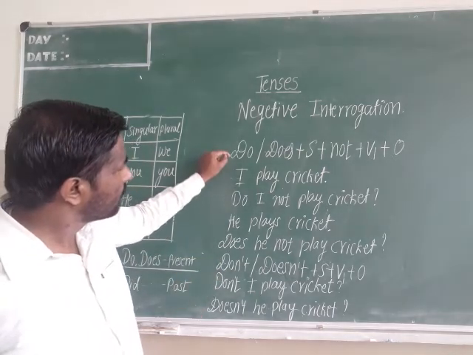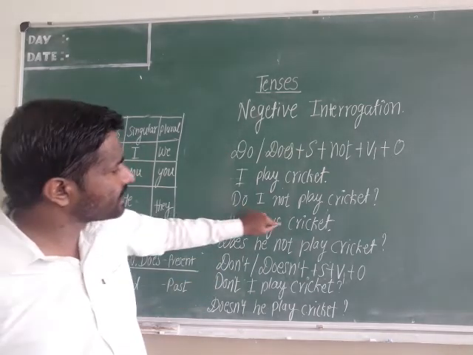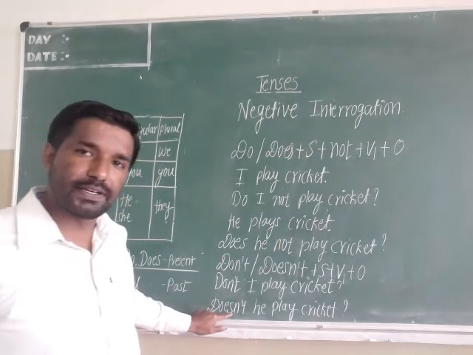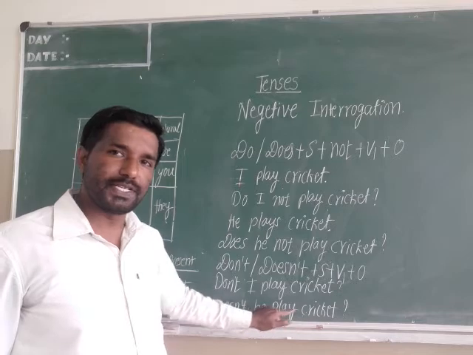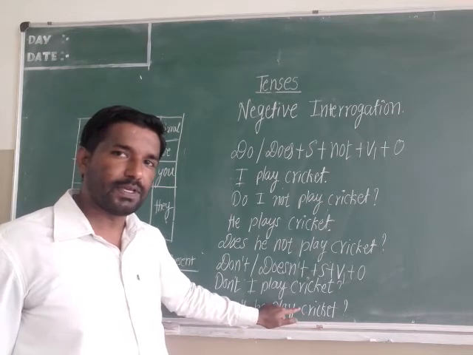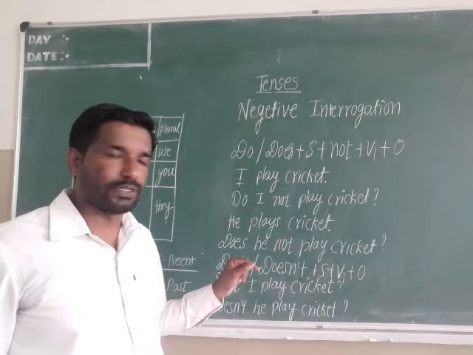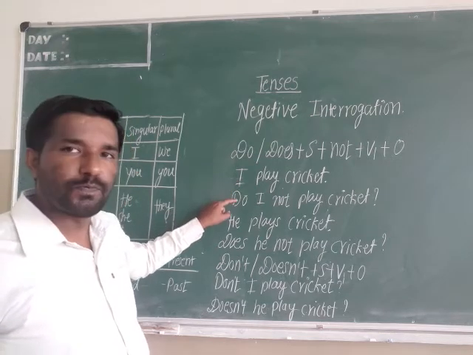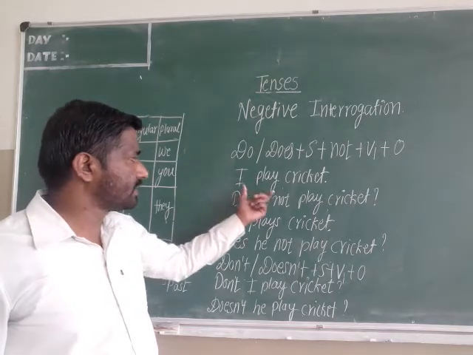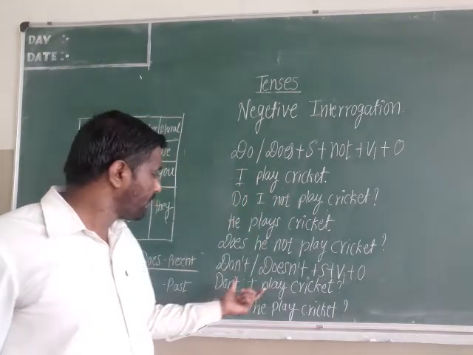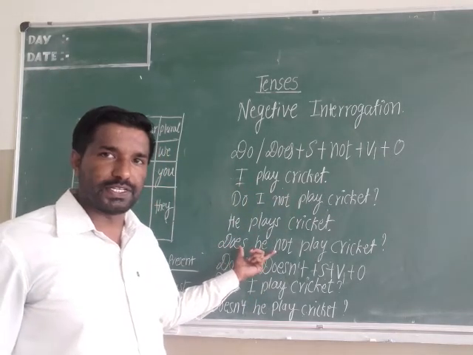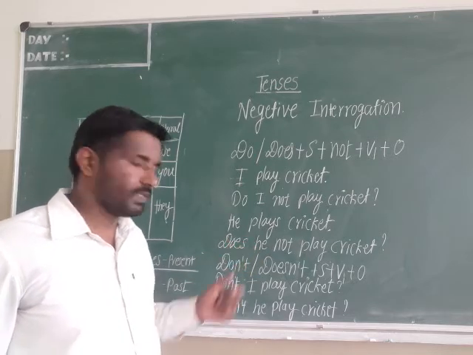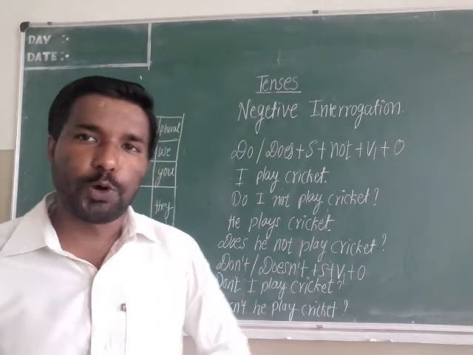For example, third person is there. What is that? He plays cricket. Then you have to ask what? Doesn't he play cricket? Doesn't he play cricket? This is what? Negative interrogation. And here for I, we, you, they, for all those things, the sentence structure will be the same. For he, she, it changes. You have to use does in the place of do. Is it clear? Okay, let us stop here.